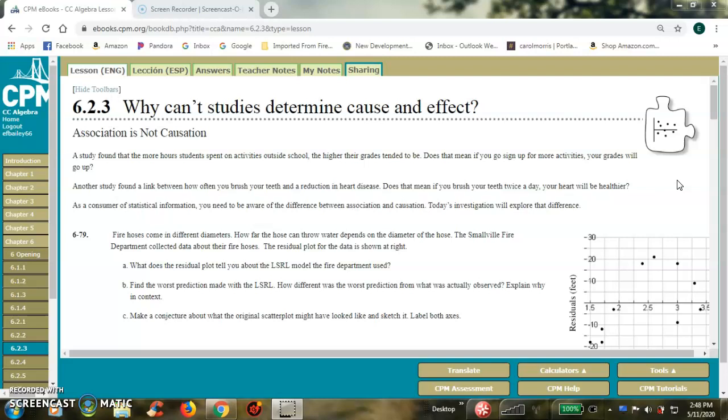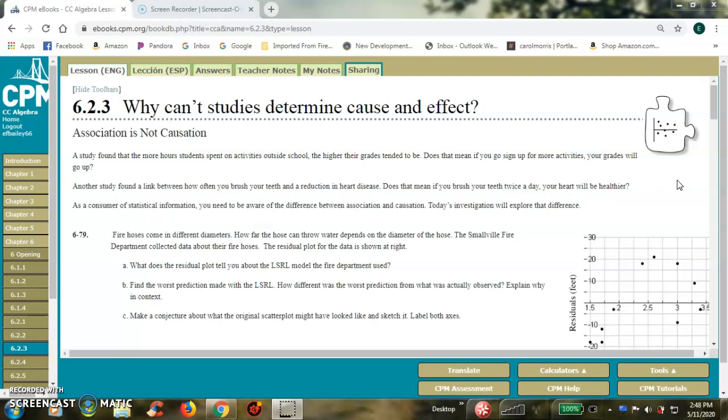And what we're going to do is talk about cause and effect in 623, and then we're going to talk about the correlation coefficient squared in 624 and how that's important. By the end of this, I hope you're more comfortable with both of those terms. Okay, so let's take a look at this one first.